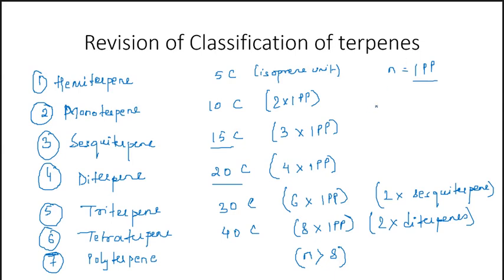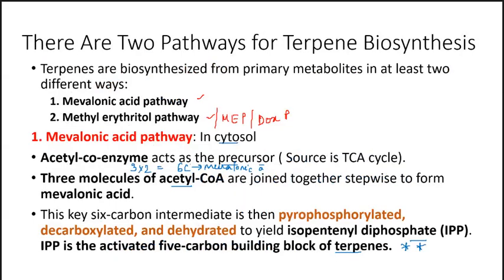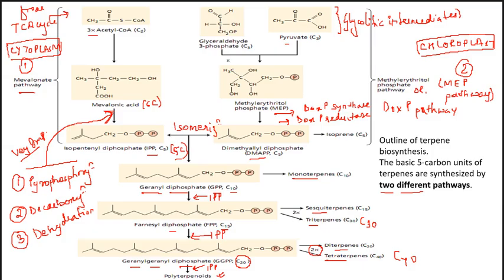So what we studied: we studied 2 pathways. One pathway was the mevalonic acid pathway and the second pathway was the MEP pathway. In the mevalonic acid pathway, the precursor was acetyl CoA, and in the MEP pathway, the precursors were glyceraldehyde 3-phosphate and pyruvate. Clear?